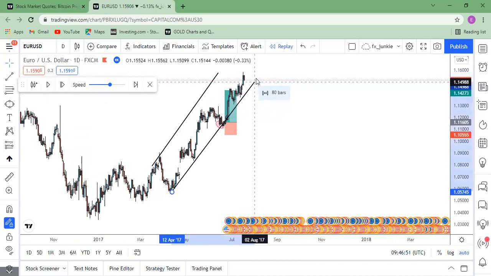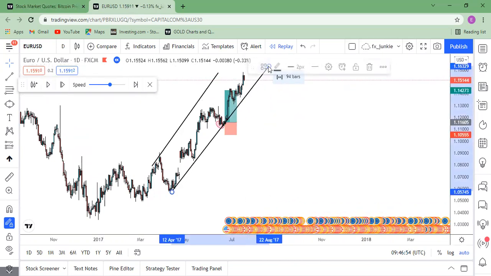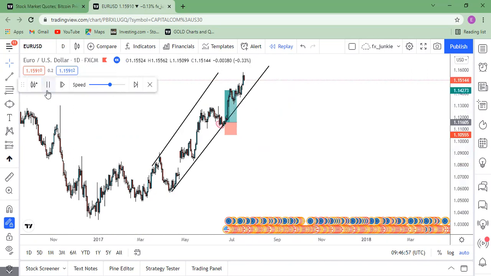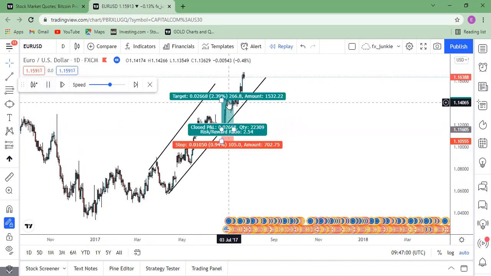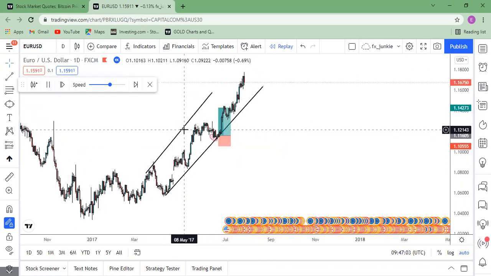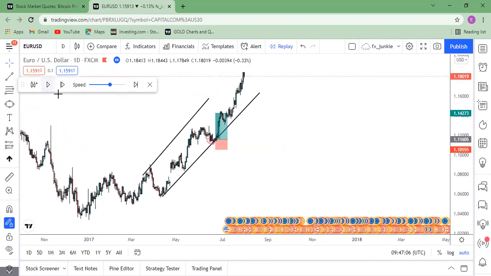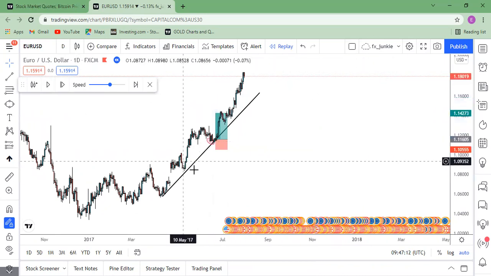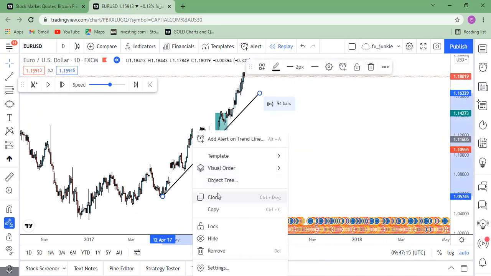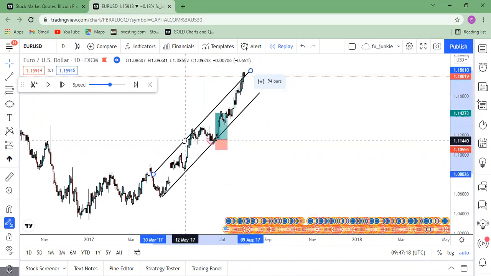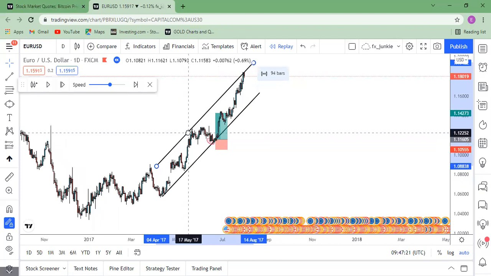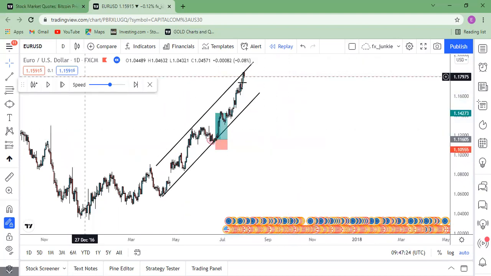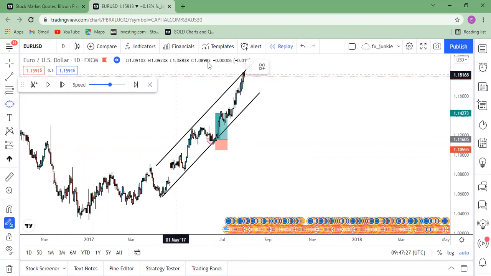I'm gonna lengthen the line. There we go. Man, that's a lot of money down here. So now I'm gonna pause and delete this line. I'm going to clone this line. Just because of this, I'm going to sell now. I'm anticipating the market to hold this level. Let's see if it's gonna sell from here.